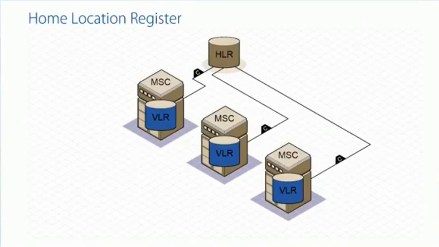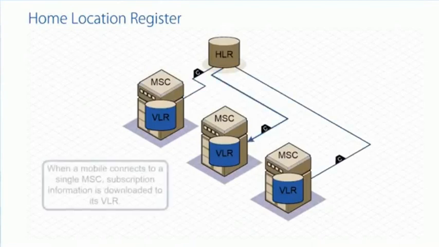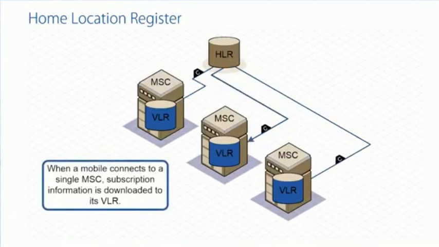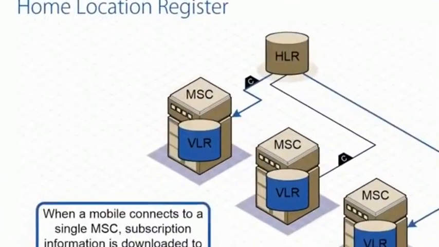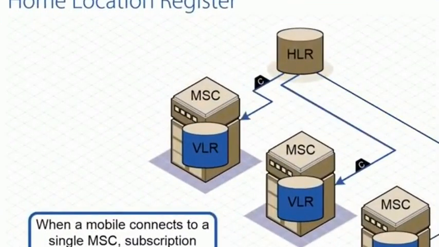Inside each of these MSCs there will be a database, and this database is termed the VLR, or the Visitor Location Register. So as a mobile connects up to an MSC, as it attaches to this MSC, then we will download subscription information about the subscriber from the Home Location Register down to the particular MSC VLR that the mobile is operating under. And in this way we can carry out local management.